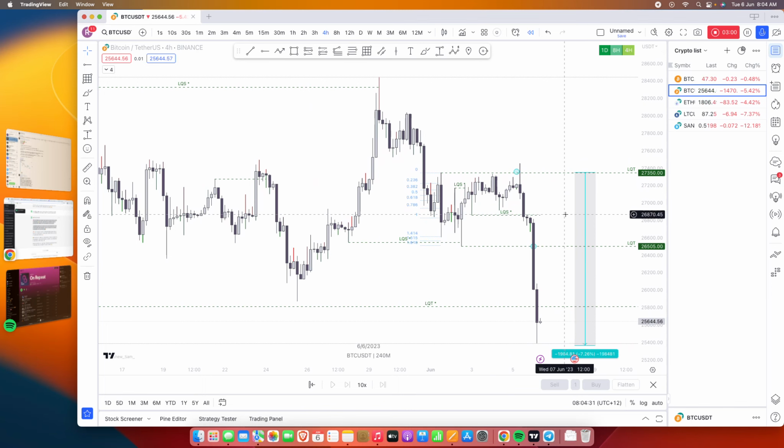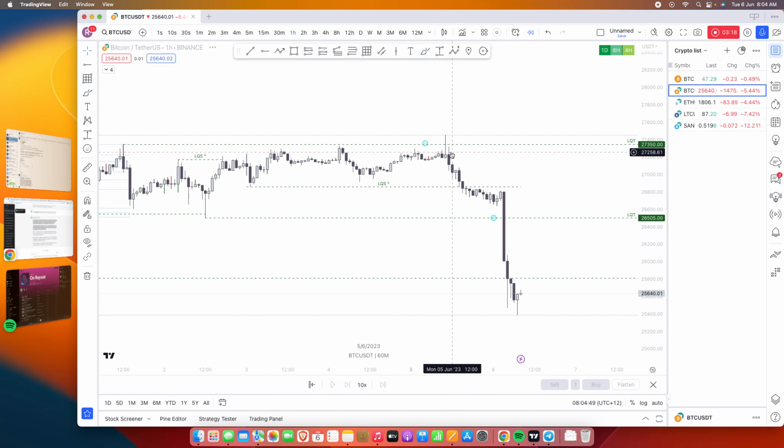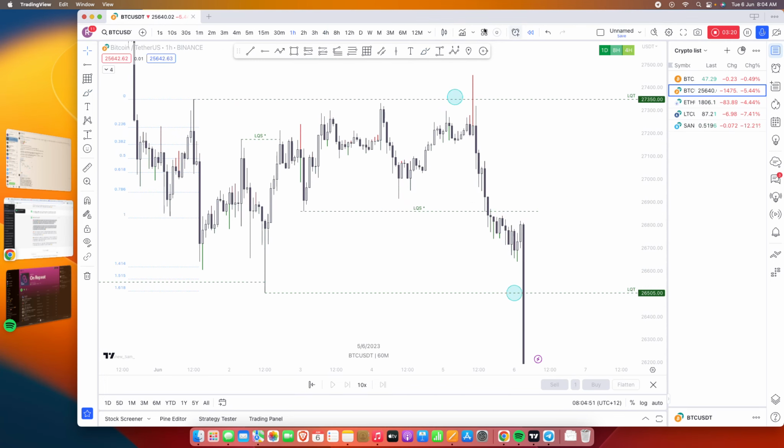And so for me, this was a key 4-hour level. And so when we're up in this range up here, I was potentially expecting price to come lower into this liquidity level, wick up, and then roll over. But we didn't end up coming down into the key 4-hour level. We ended up coming down into a key 1-hour level, which was right here.